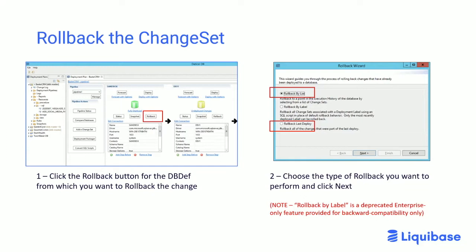Now, really only two of them are applicable. There's rollback by list and rollback last deploy. The rollback by label setting is there primarily to provide backward compatibility to Liquibase Enterprise customers, and that feature has actually been deprecated. But obviously there's an install base, and customers with that product who've been using it for a long time do still have a need for that, and so backward compatibility is preserved there. For our purposes and for anything new, it's always rollback by list or rollback last deploy.